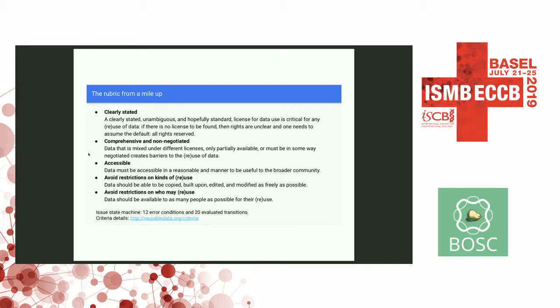So we also look to make sure that the terms under which data is available avoid restrictions on kinds of reuse and avoid restrictions on who may reuse the data. So just to give you a little bit more information about the criteria, we have 5 points possible. Each one, we award half a point for various things. We have 12 error conditions and 20 evaluated transitions.